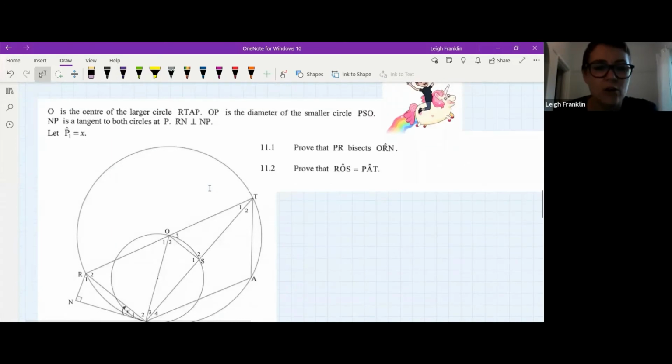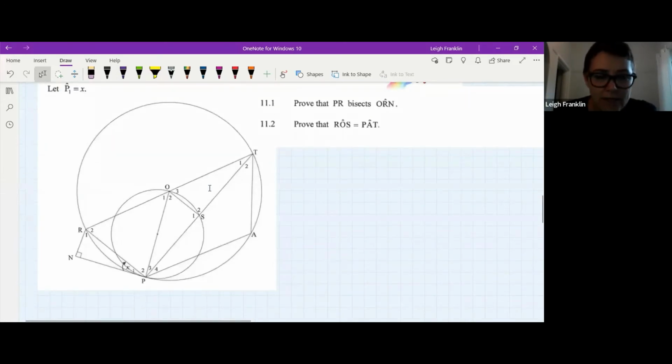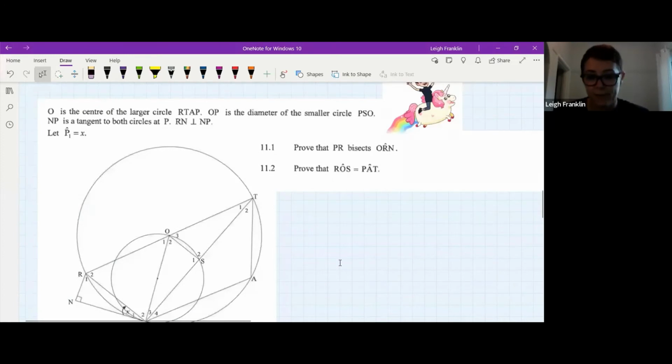Okay, so now let's go down here. Right, this is a big one. All right, let's read the information first, and then we can move things out of the way and start having a look at how we're going to answer this question. All right, so another thing that I found that's also a little bit unusual, a little bit different, non-routine. O is the center of the larger circle, RTAP. OP is the diameter of the smaller circle, PSO. NP is a tangent to both circles at P. RN is perpendicular to NP, and let PN be equal to x.